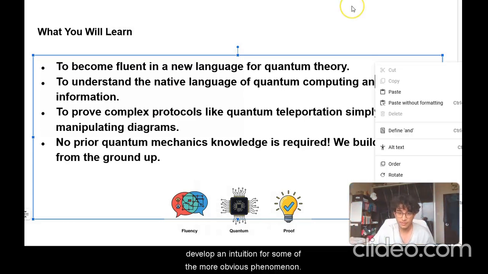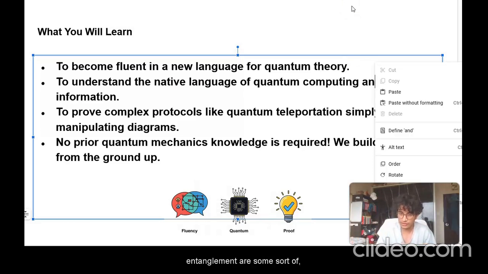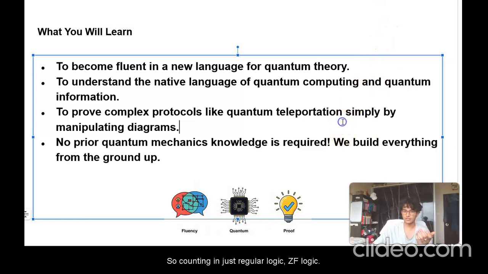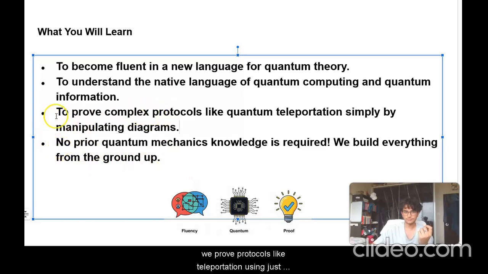We're focusing on trying to develop an intuition for some of the more obvious phenomena. Things like quantum teleportation and entanglement are some sort of free gifts that these diagrammatic approaches give. Instead of having to rustle through the hard work of, say, one or two years and trying your best to understand quantum mechanics, this gives it to you quite directly, like how multiplication and addition are just given directly as a result of just counting. So counting in just regular ZF logic. So yes, we prove protocols like teleportation using just simple diagrams.